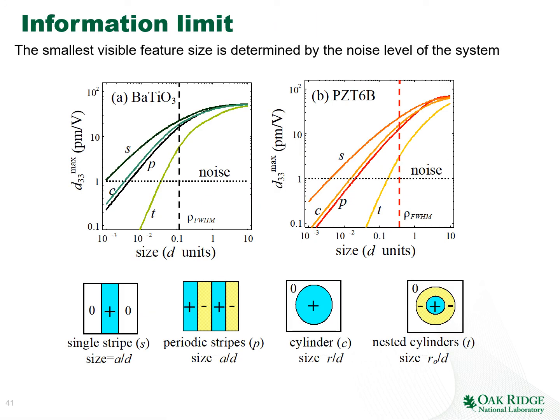Next question is, what is the smallest feature that we can determine but not quantify? In other words, what is the information limit in the PFM? So in this case, PFM information limit is the non-universal function of the system, so it's determined by the system noise. But again, we can analyze it, and depending on the specific material and the system conditions, we can determine what is the minimal feature size in terms of tip radius that we can determine in different materials.